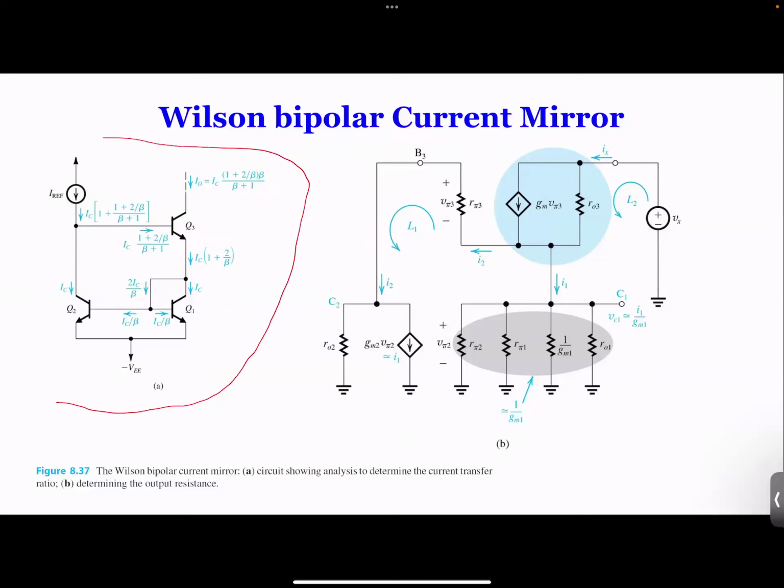And based on the same principle, we can also do the current mirror based on the BJT, right? With BJT, of course, it's a little bit more complex because the current is no longer zero at the base. That's where the difference would come in.